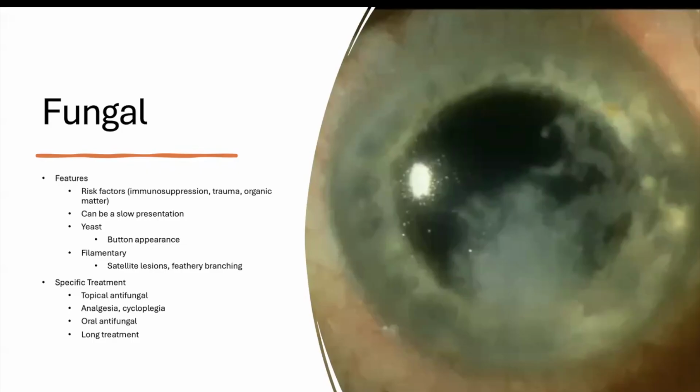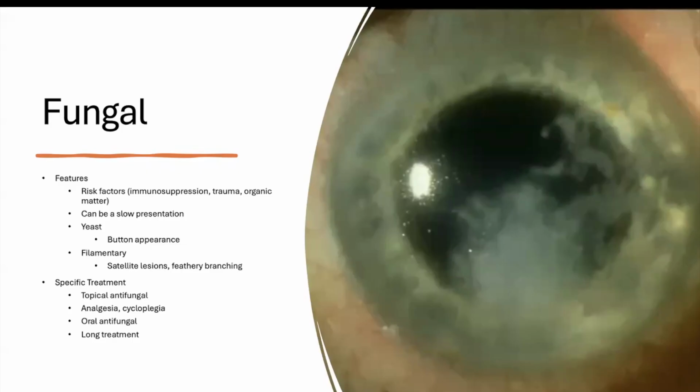And fungal keratitis is a tricky one because it can present very slowly, but it can also present very rapidly. So there's not a lot of rules that I think apply for a fungal keratitis, but this is purely from my own experience as a registrar. So there's two main types. You've got your yeast fungi and your filamentary fungi. The yeast fungi tend to have, in the textbooks you're going to read about, a sort of button appearance, whereas your filamentary will have this sort of feathery branching, potentially some satellite lesions, which is the picture that I've shown here on the right.